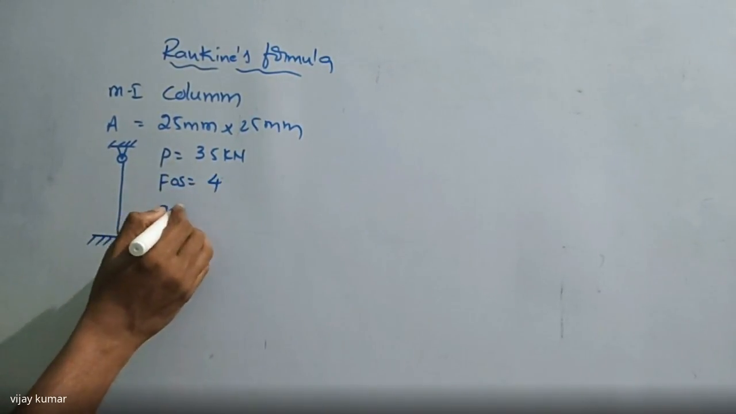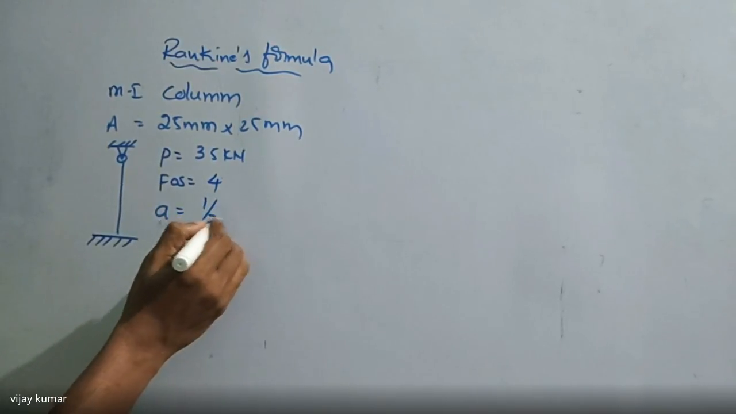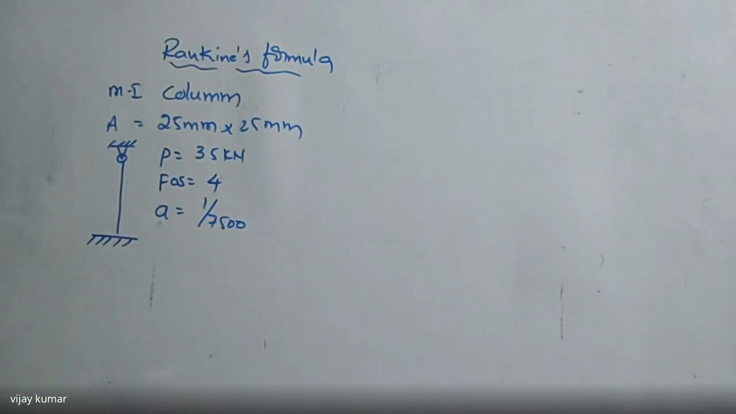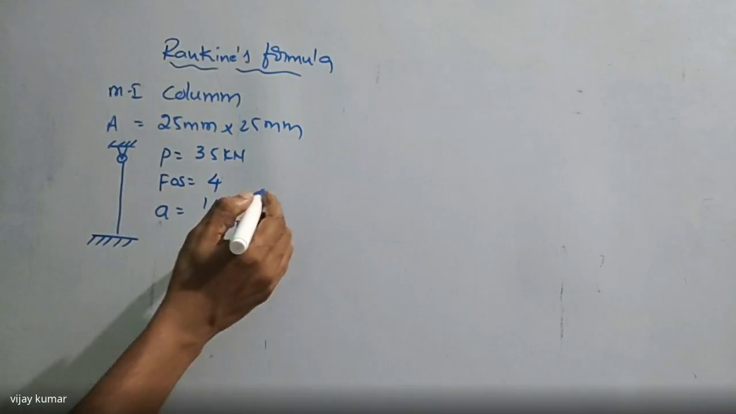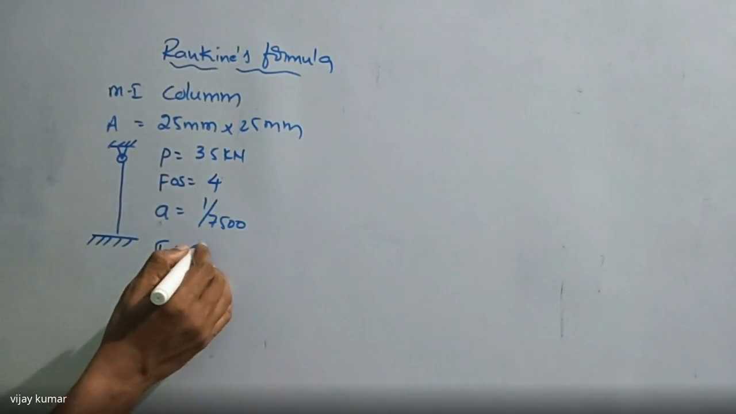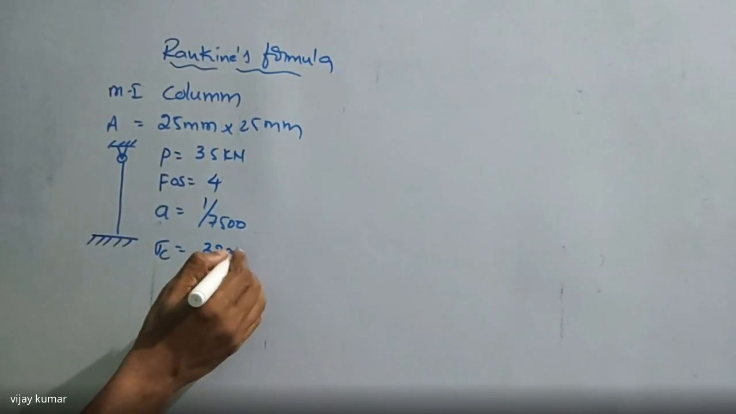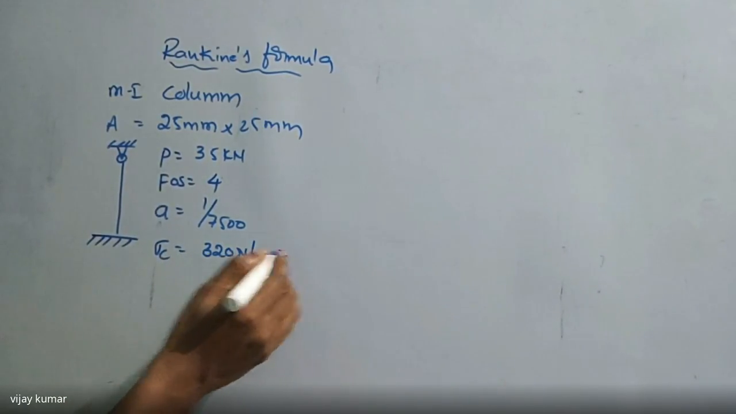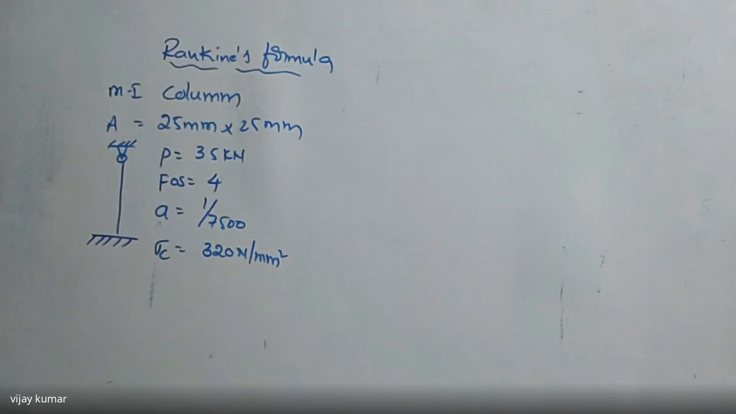And the Rankine's constant A is also given, 1 by 7500. And the compressive stress sigma C is given, that is 320 Newton per mm square. These are the data given for this column. One end is fixed, the other end is free. So here we are going to calculate the critical load.